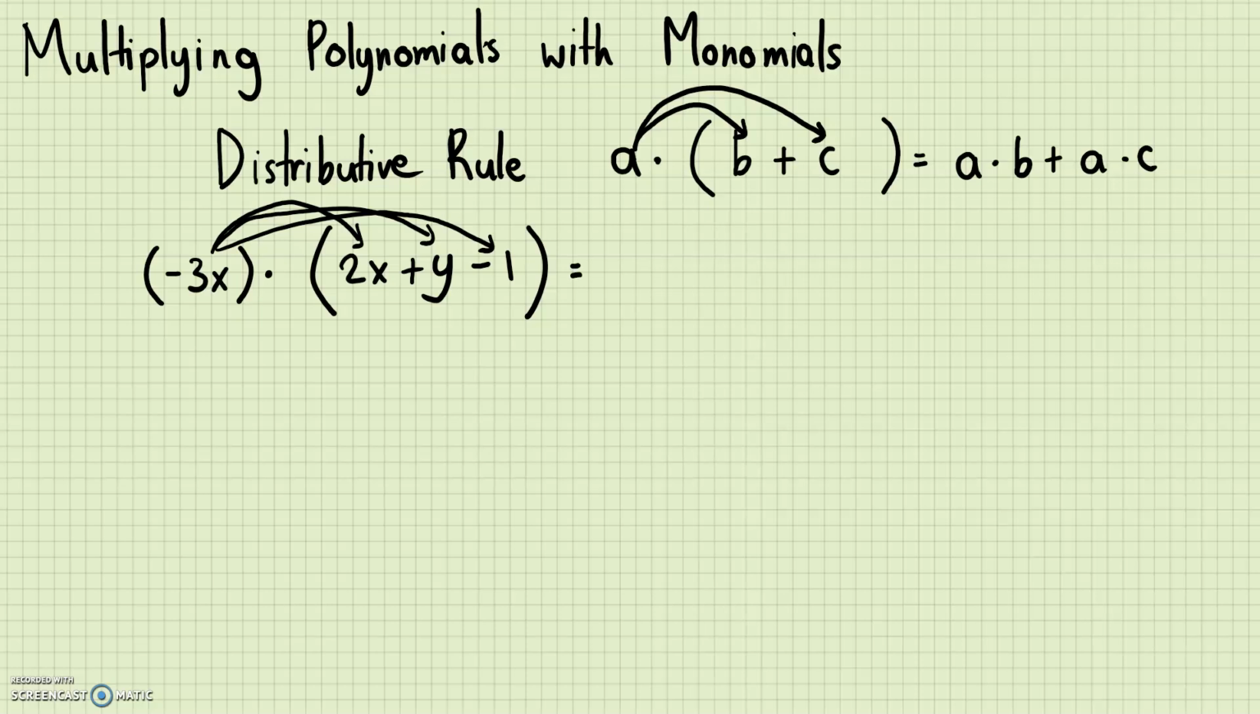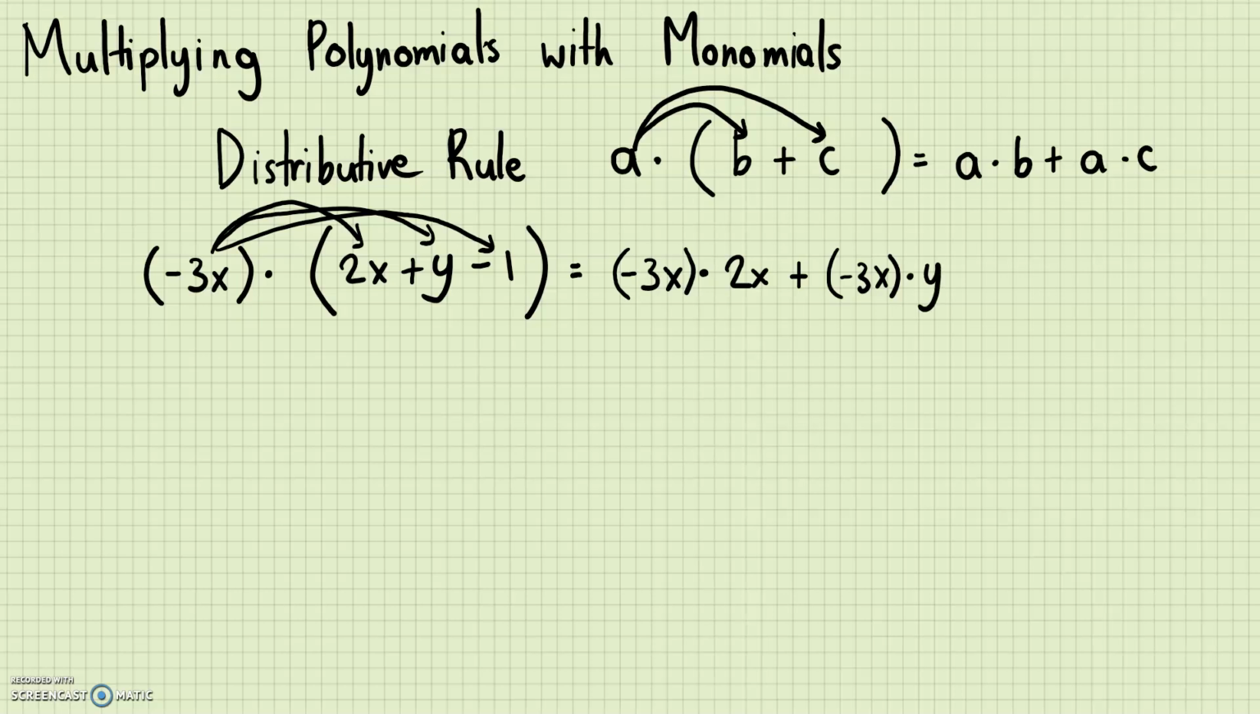Okay, then that would become negative 3x, first part is negative 3x times 2x. Let's actually put this in parentheses. It's always wise, whenever there are negative signs, to put them in parentheses. And plus negative 3x times y, so negative 3x times y.